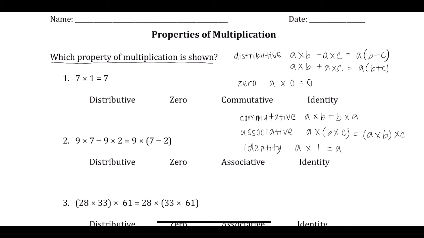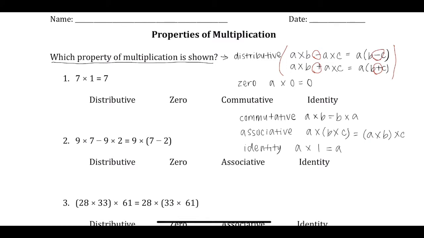So the first one is distributive, and I wrote the formula for it over here. It's saying A times B minus A times C equals A quantity, B minus C quantity. You could also do the same, except this time with a plus sign. And if you have a plus sign on the left side, you'll end up with a plus sign on the right side.